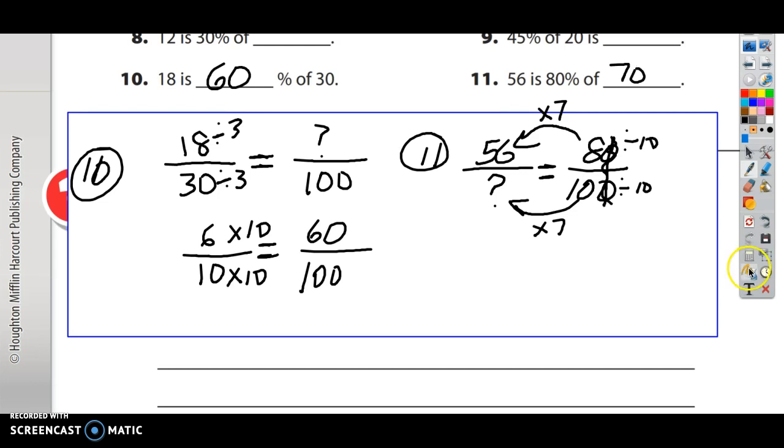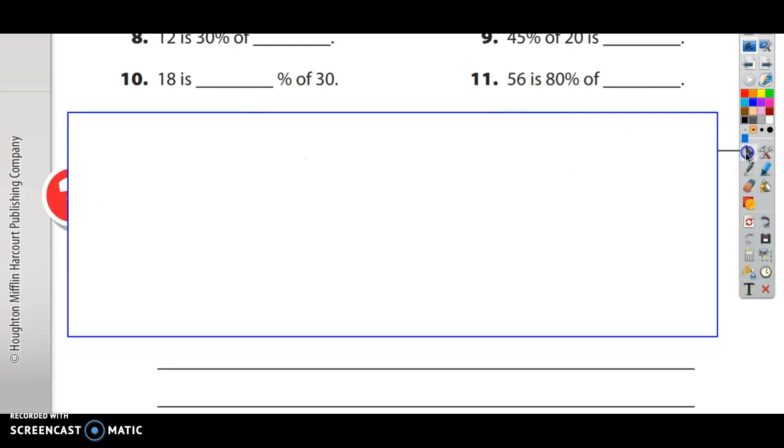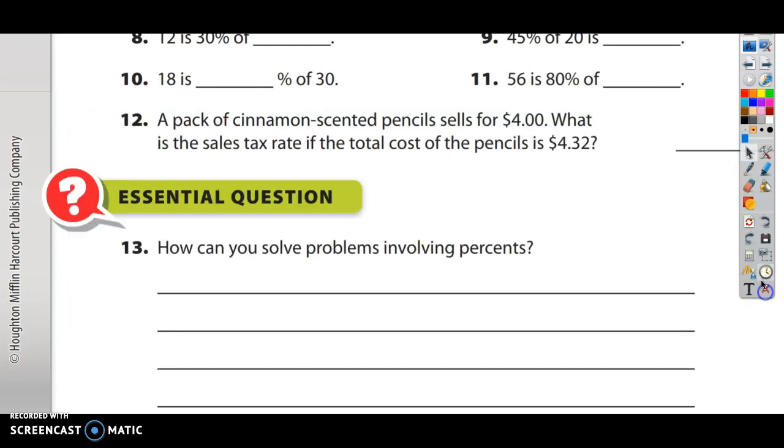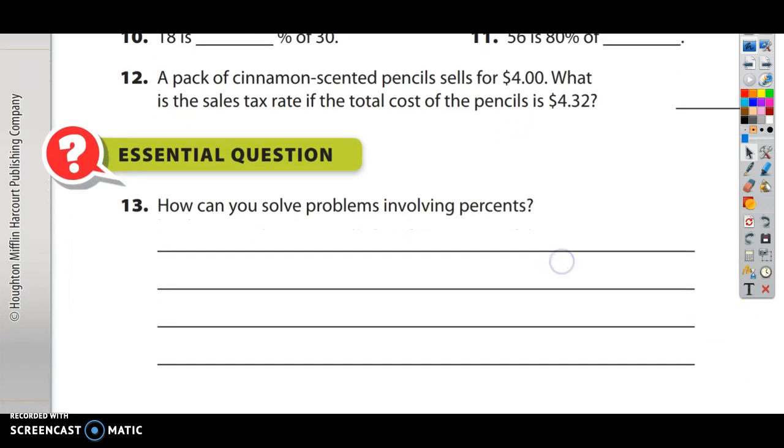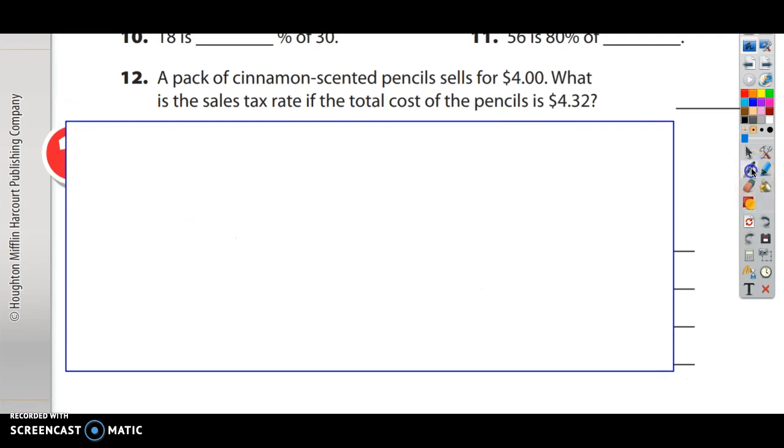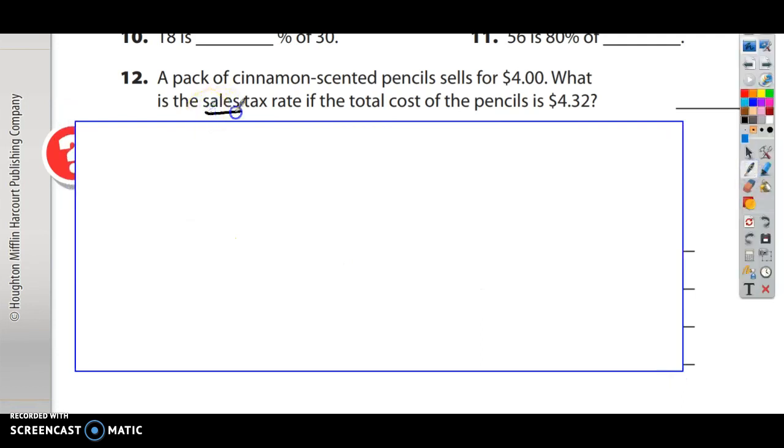All right, we've got a word problem here. So it says, a pack of cinnamon-scented pencils sells for $4. What is the sales tax rate if the total cost of the pencils is $4.32? So the question is, how much tax did they pay? So this is kind of a two-part problem here. And so we're supposed to figure out the sales tax rate, but we're going to start by figuring out the sales tax. Well, it's just 32 cents, and here's why.